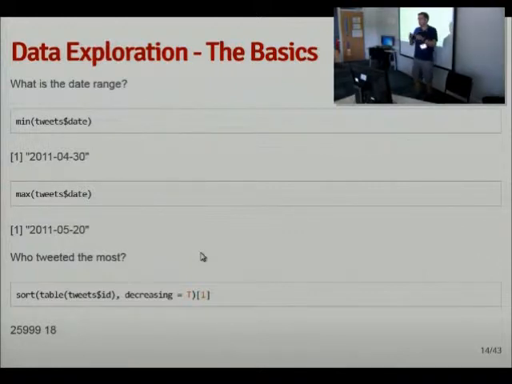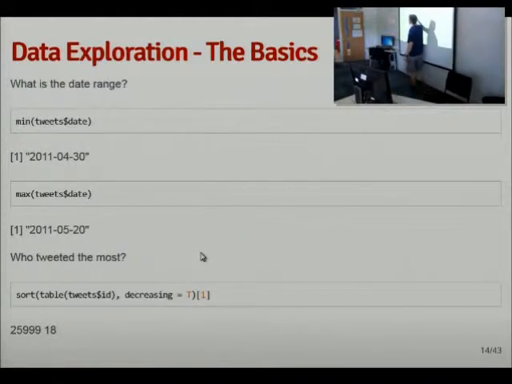what is the range of this data. When did these tweets happen? Using the dollar sign, we can access a particular column of the data. So within the date column that belongs to tweets, run that inside the min function, provided as an argument, and it will give back what the minimum date is.